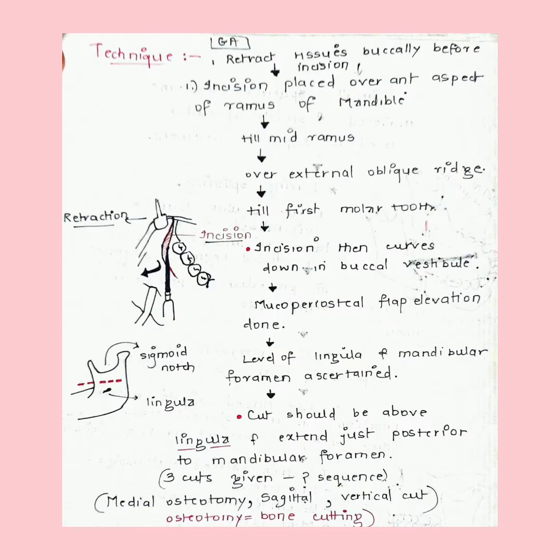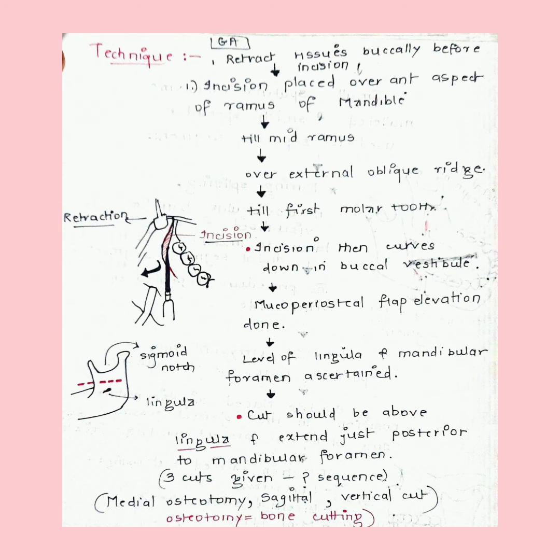This procedure is carried out under general anesthesia and local infiltration is also given. We retract tissues buccally before the incision. Then the incision is given on the anterior aspect of the ramus of the mandible. It is continued till mid-ramus, over the external oblique ridge and till the first molar tooth. The incision is then extended down into the buccal vestibule. Then mucoperiosteal flap elevation is done. Then the level of the lingula and mandibular foramen are ascertained so that the cut is given properly. Then the cut should be given above the lingula and extend just posterior to the mandibular foramen.